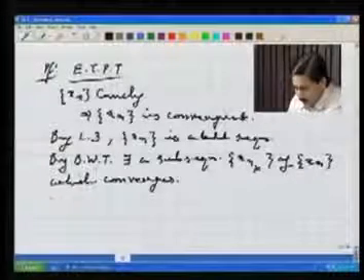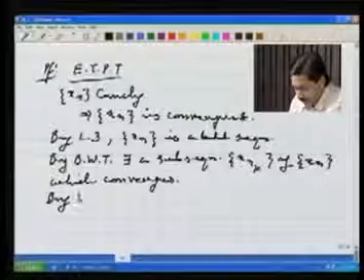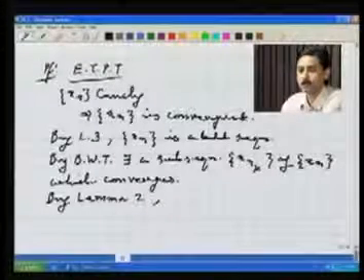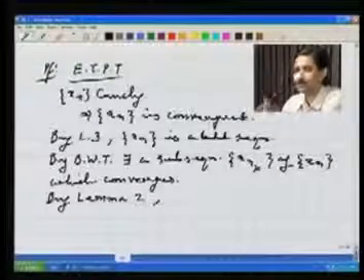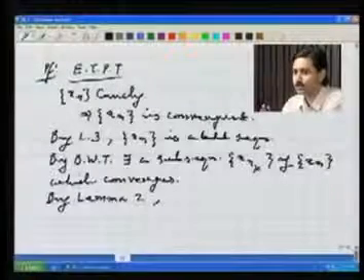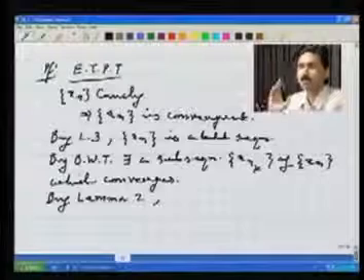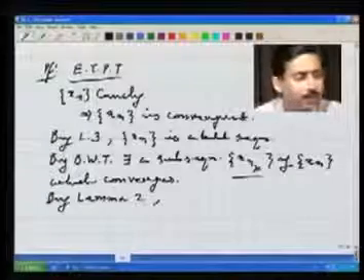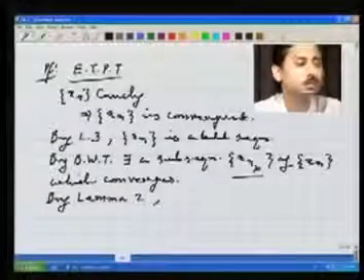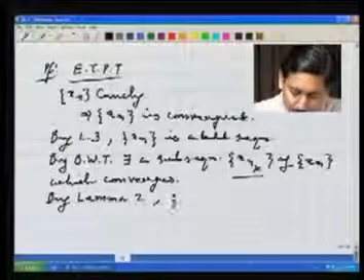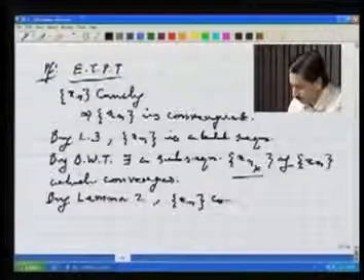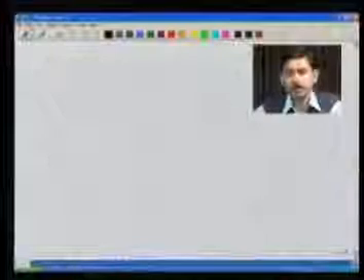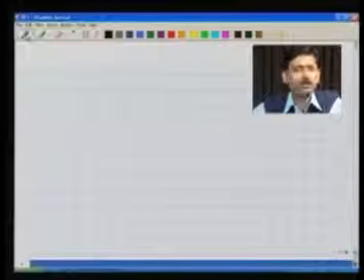Now I apply lemma 2. By lemma 2, what happens? xn is a Cauchy sequence, it has a convergent subsequence. And my lemma 2 says that if a Cauchy sequence has a convergent subsequence, then the whole sequence converges. So xn has one convergent subsequence xnk, and hence by lemma 2 the whole sequence converges. This completes the proof.